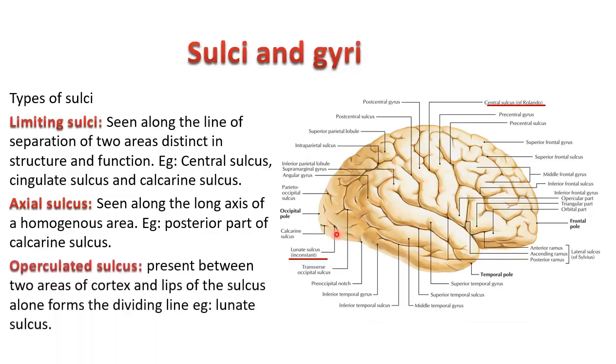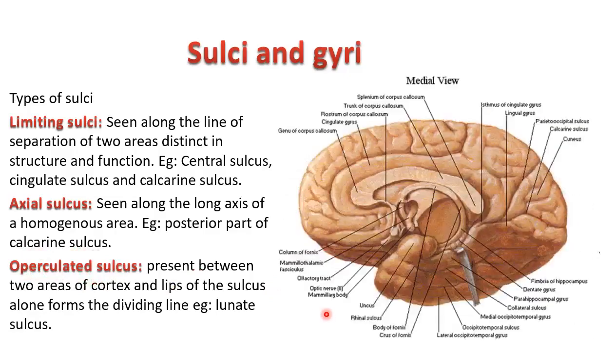Then the next sulcus you are able to see is mainly the lunate sulcus. The lunate sulcus is an operculated sulcus, which means along the lips it forms the dividing line for the cortex, but not in the depth. Between the areas of cortex, the sulcus forms the dividing line along its lips alone, but in the depth they are continuous with each other. That means they form something like a lid, an operculum. So that is called the operculated sulcus.